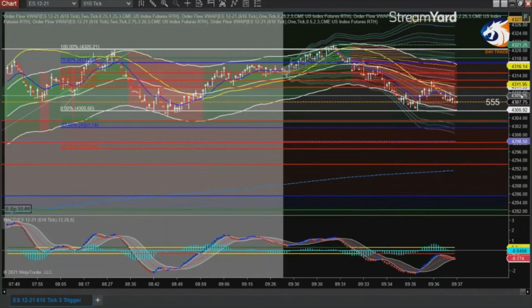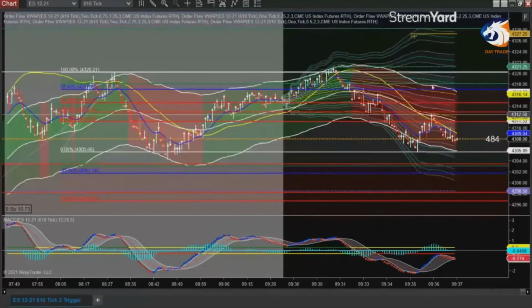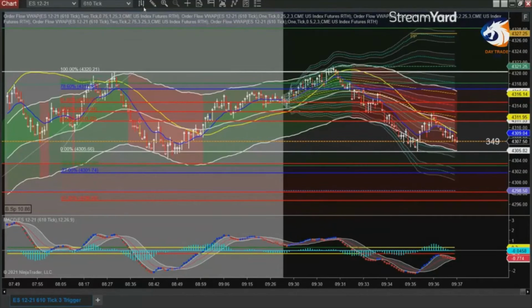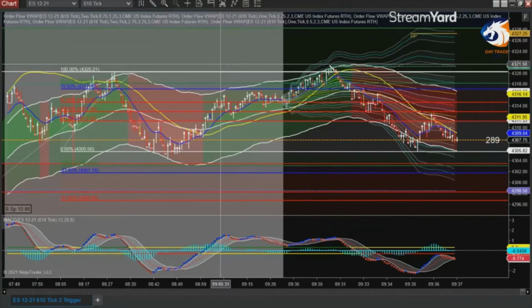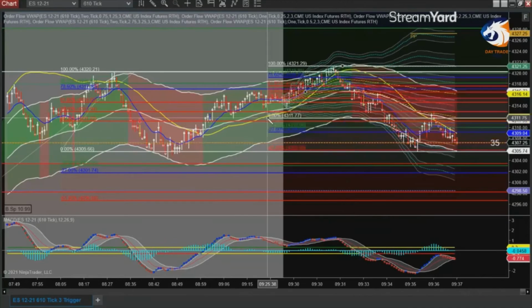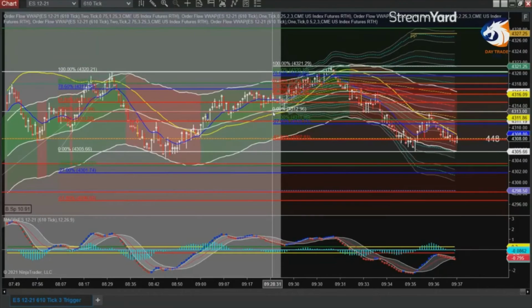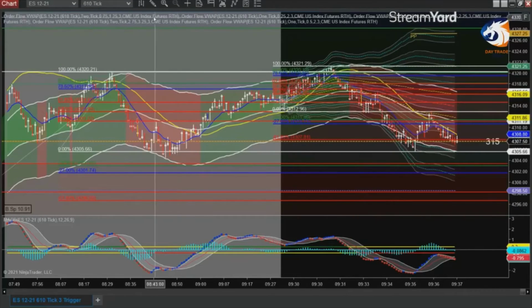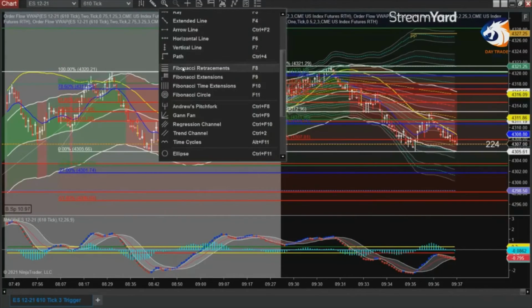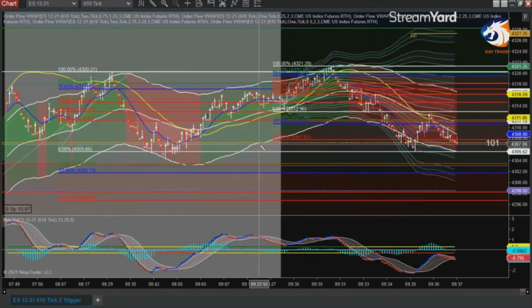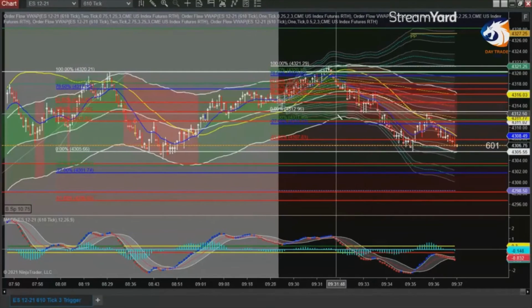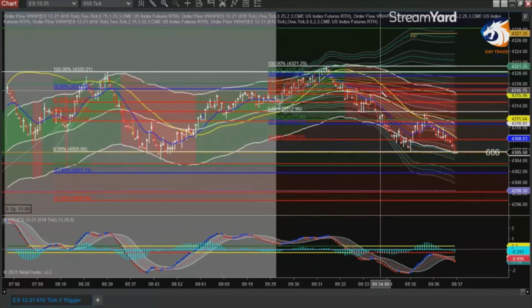So now if we're looking at this, we have a pullback there, as you can see. That's what we were looking for. In fact, we have several ones here. So on the Fibonacci, on the RTH, it's basically, we had one right here, right? Pullback, and then it continued going down. It hit this one, okay, so that's where we're at. Let me see here, pull it back.